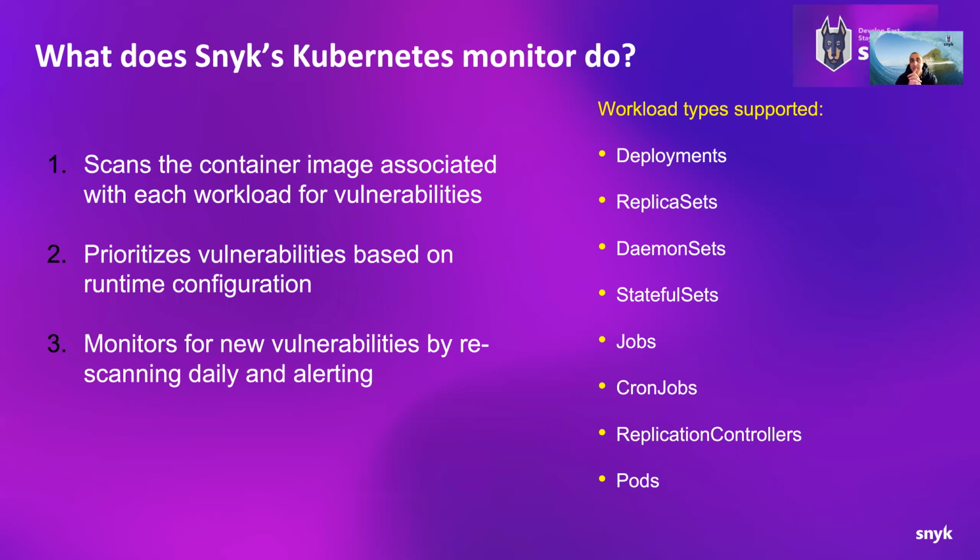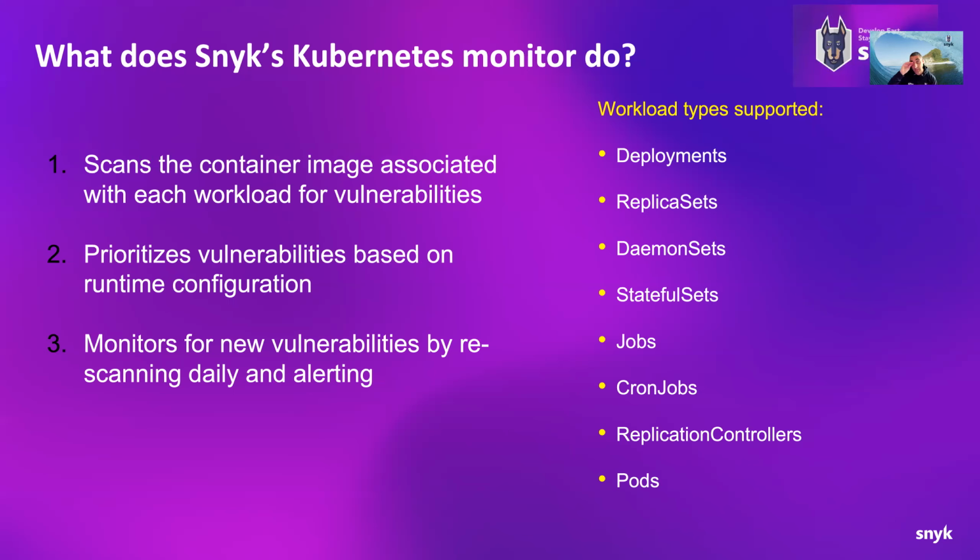So what does Snyk's container monitor capability actually do? We scan the container image associated with each workload and then look at the vulnerabilities of those themselves. When we think of workloads on Kubernetes, there are a lot of different ways to deploy them. Whether you use the standard Kubernetes deployment, replica sets, daemon sets, even stateful sets. You could just be running a job itself. You could be running a cron job, a replication controller, or just a simple pod without a deployment around it, for example. This is what we mean by workload types.